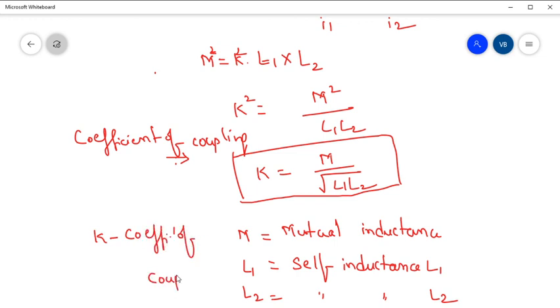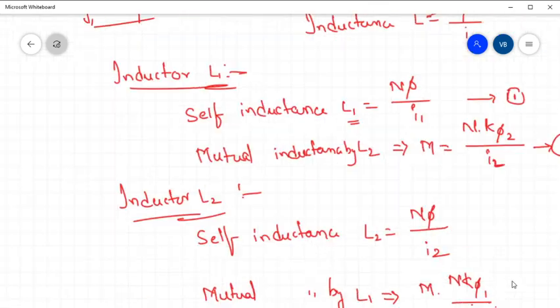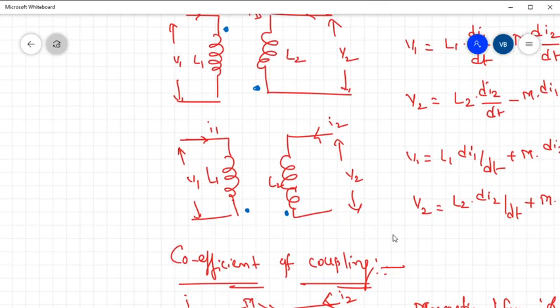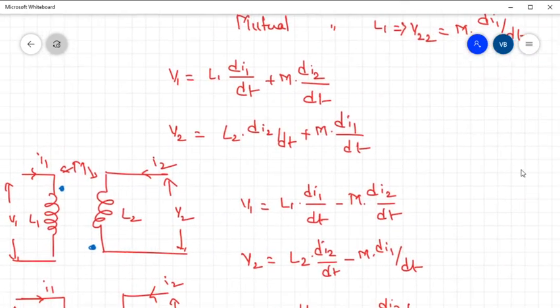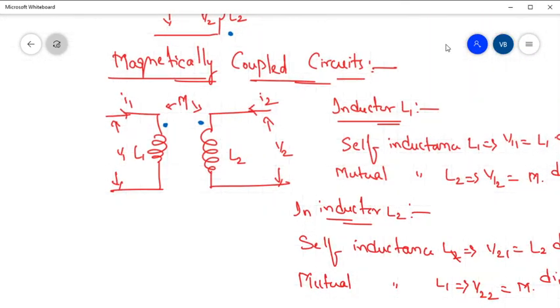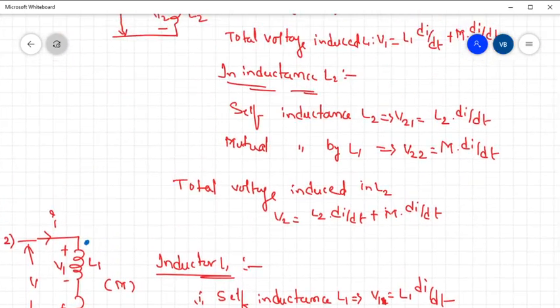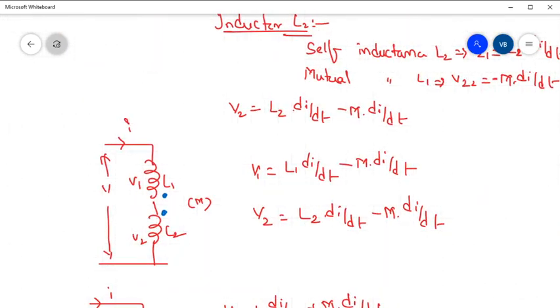Okay, so likewise we can calculate the magnetic coupling as well as the coefficient of coupling. I think you all are clear with this. This is about today's session. In the next class we'll discuss some problems related to electrically coupled and magnetically coupled circuits.